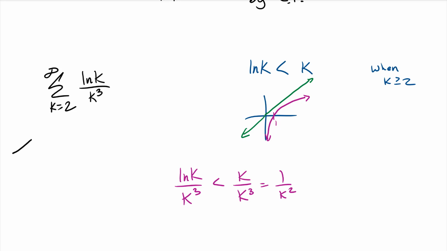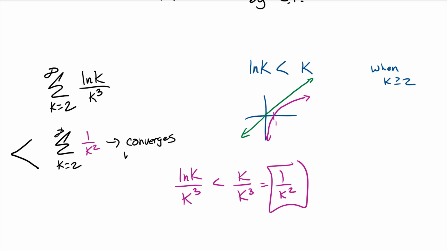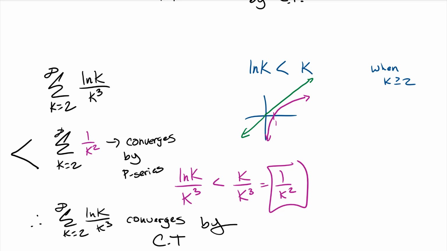So we're like, okay, hold up. This next term is actually bigger, and I want to replace it with 1 over k squared. Well, this converges by the p-series. And since the larger one converges, the smaller one must also converge. Therefore, the sum, being super fancy, k equals 2 up to infinity of ln of k over k cubed converges by the comparison test.